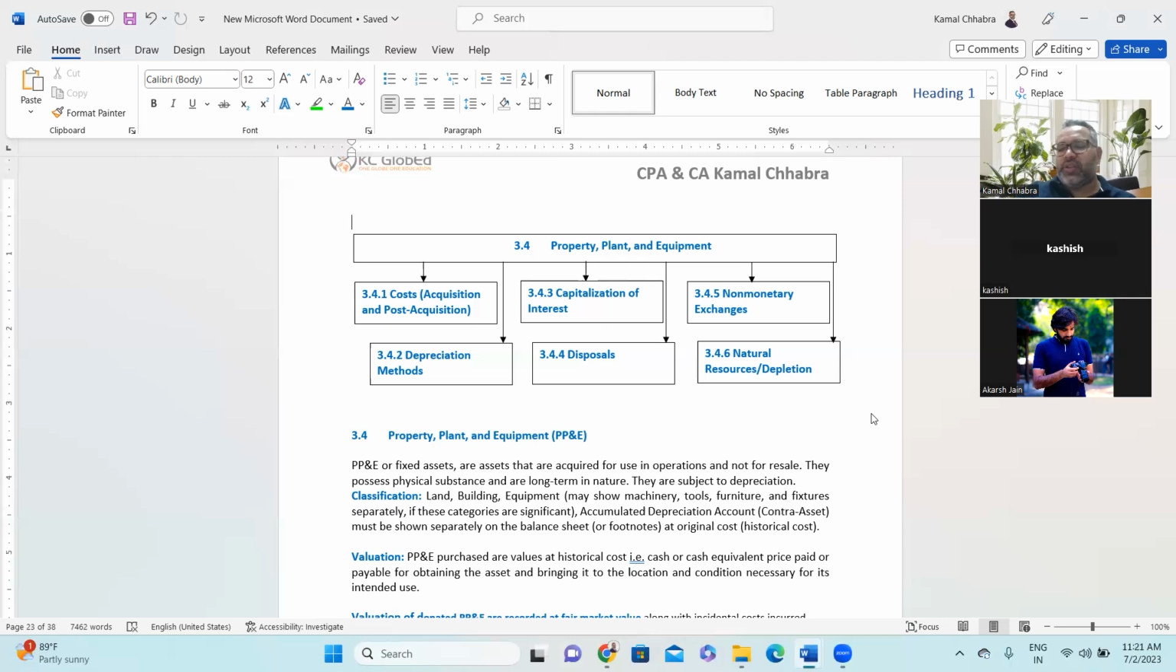And then the last one is natural resources and depletion. You know what is natural resources?